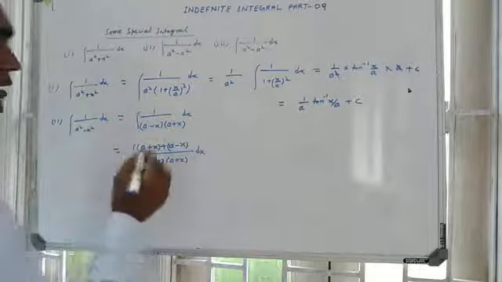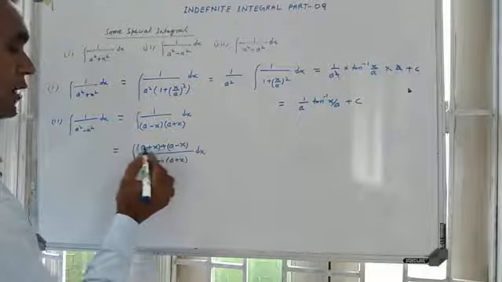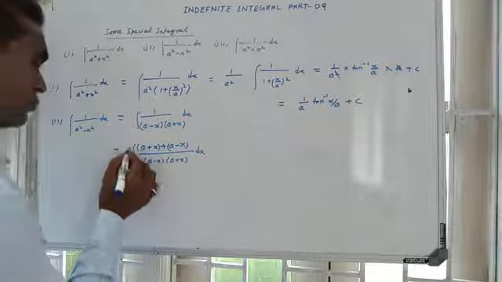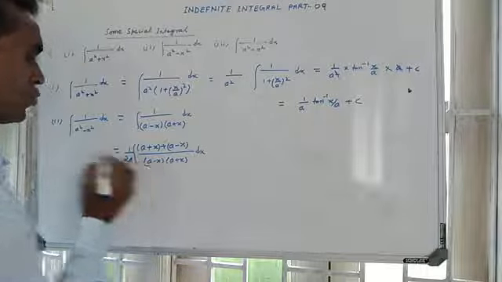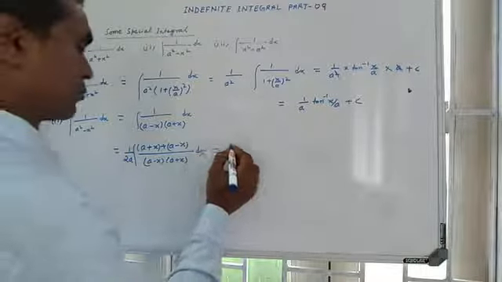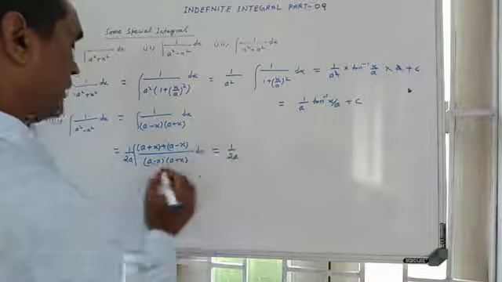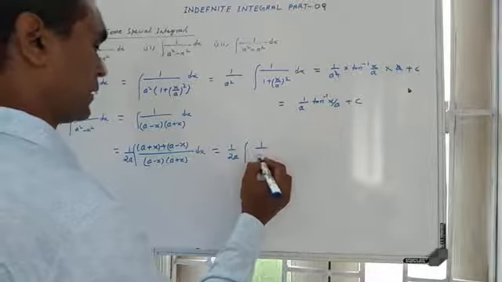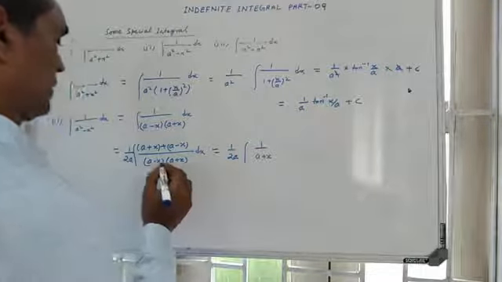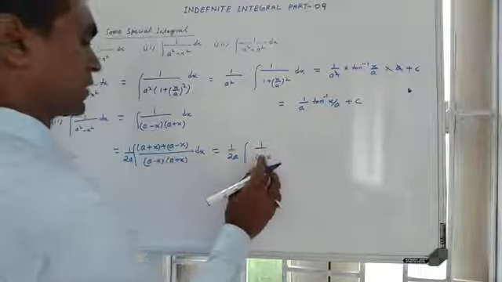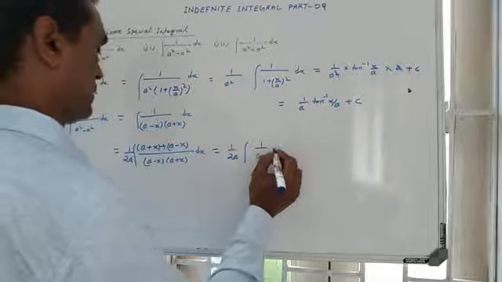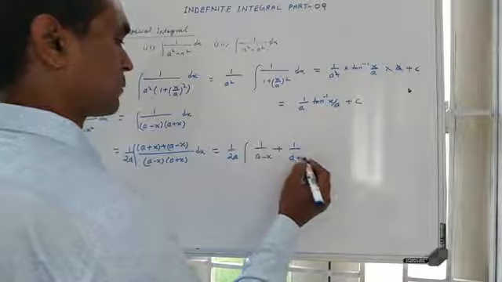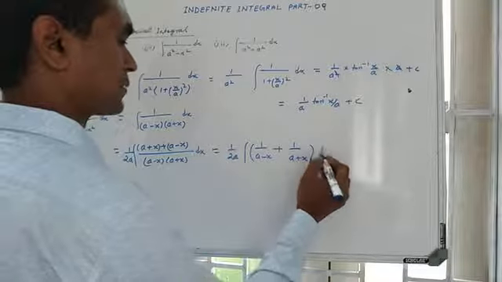In the numerator, what has changed? This x will cancel, a plus a is 2a. So 1 has been multiplied by 2a, so to balance it you divide by 2a. 1 by 2a, and divide it separately, you will get 1 by a minus x, because a plus x will cancel, plus 1 by a plus x, because a minus x will cancel, dx.